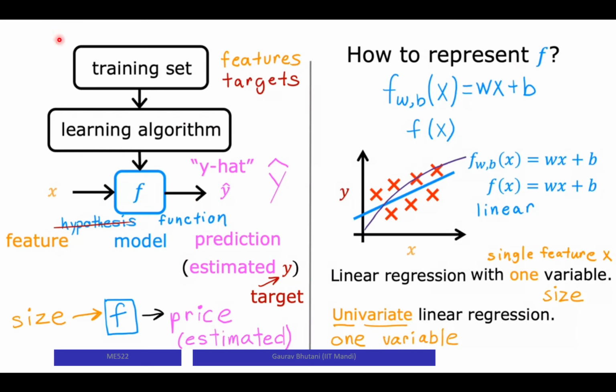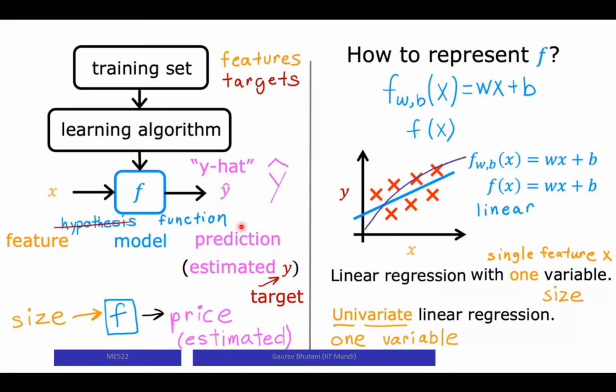So what happens? You have a training set, you decide on a learning algorithm. In this case I say linear regression. You develop this algorithm, basically a function. You put in the x value, a new x which is unknown, and it predicts some y hat. So a feature is an input to a model, and you have a prediction from that model.